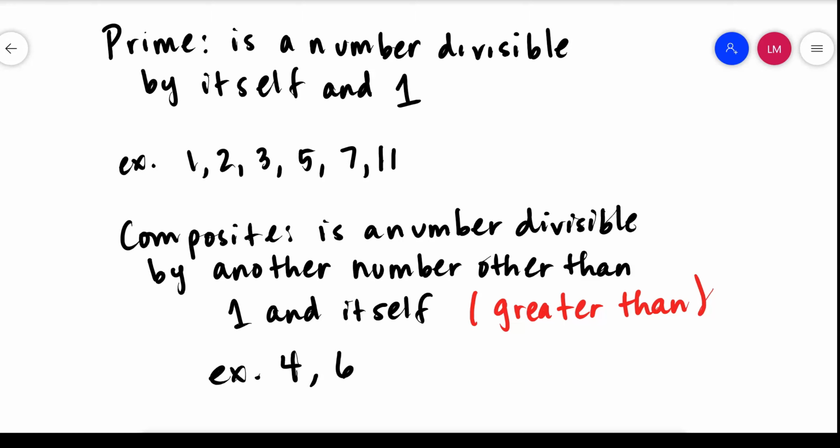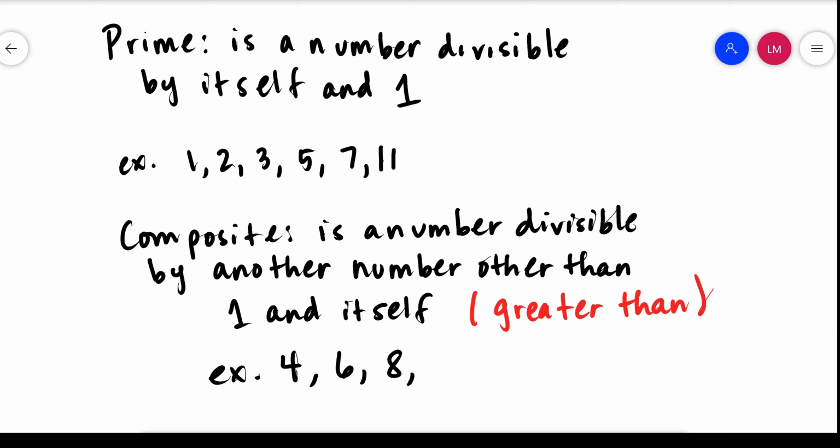So 4 is a good example. 6. Okay, so 1 times 6 makes 6. So itself and 1 divides into it, but so does 2. And so does 3. Another example could be 8, right? Because 1 divides into 8. 8 divides into 8, but so does 4 and so does 2. All right, so again, the key to primes and composites, to make it very straightforward to identify them, is definitely make sure you know your multiplication facts.